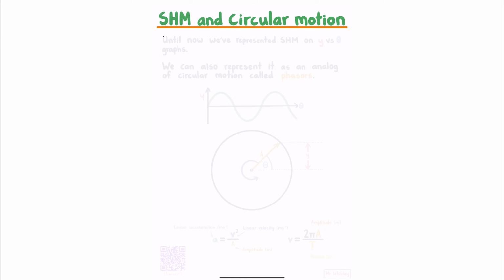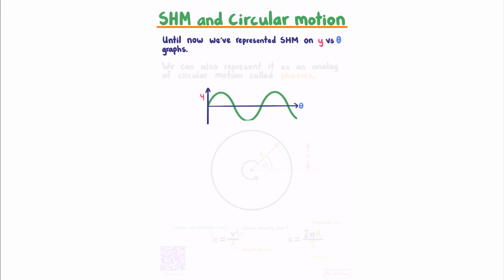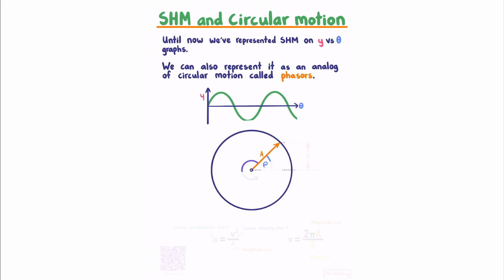SHM and circular motion. Until now, we've represented SHM on displacement versus angle graphs. However, we can also represent it as an analog of circular motion, which we call phases. And so we imagine an amplitude vector rotating counterclockwise in a circle.